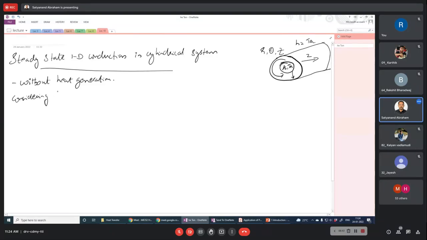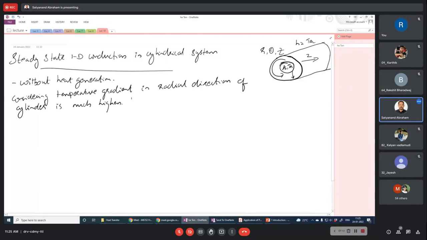We are considering the temperature gradient in the radial direction of the cylinder to be much higher than the gradient in the azimuthal or circumferential and axial directions. Therefore we are considering T as a function of r.